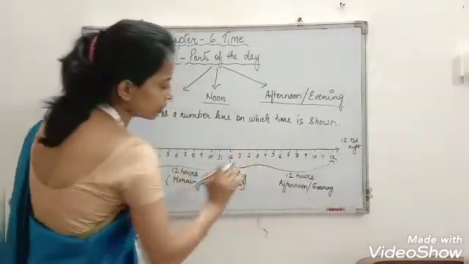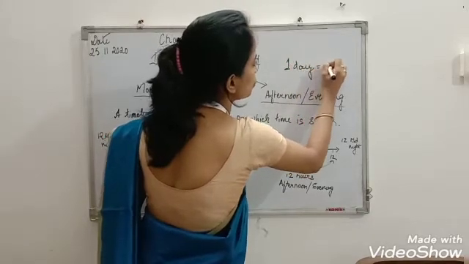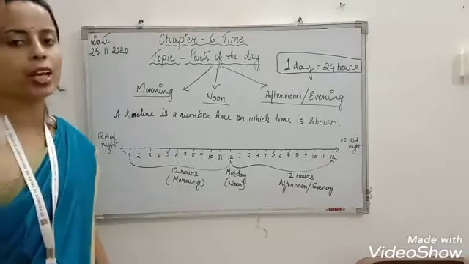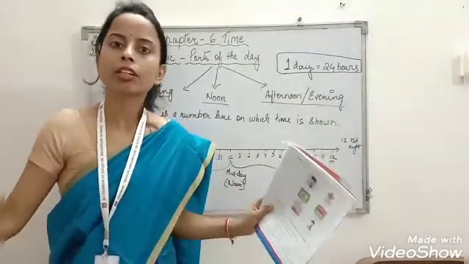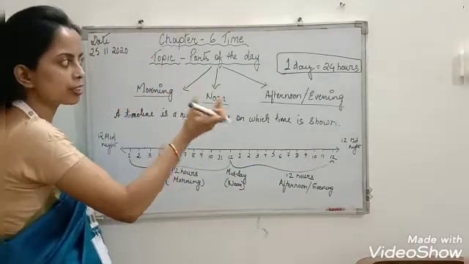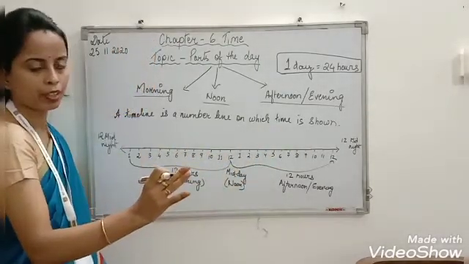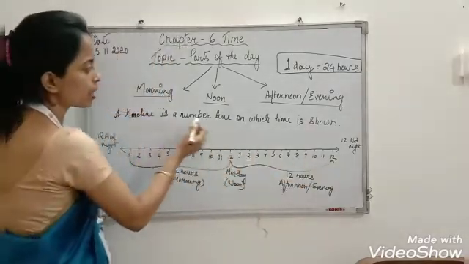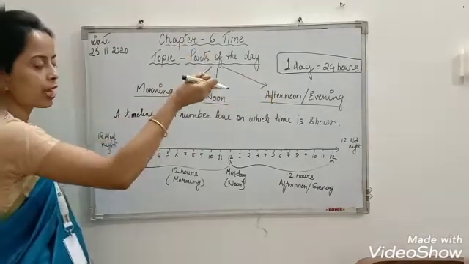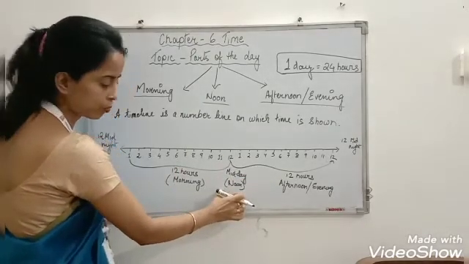Clear? So here I have drawn the timeline. Children, do you know that one day is equal to 24 hours? When 24 hours are complete, our one day also completes. So here I have shown you the 24 hours. How do we divide a day? With the help of the timeline, now I am going to explain. This timeline shows a number line on which time is shown. So for one day, 24 hours. Here you see, 12 midnight to 12 midday or noon, that is 12 hours.